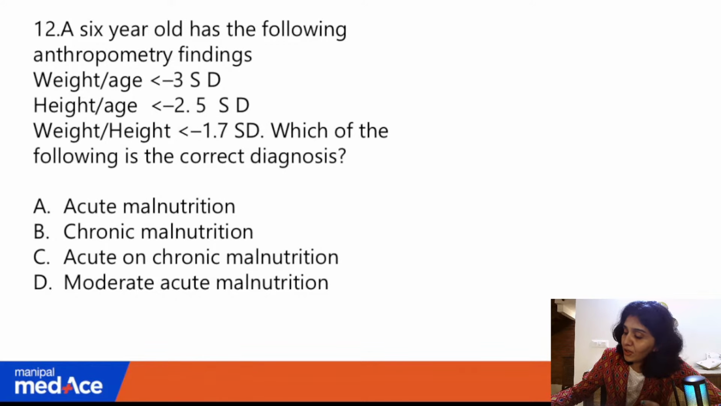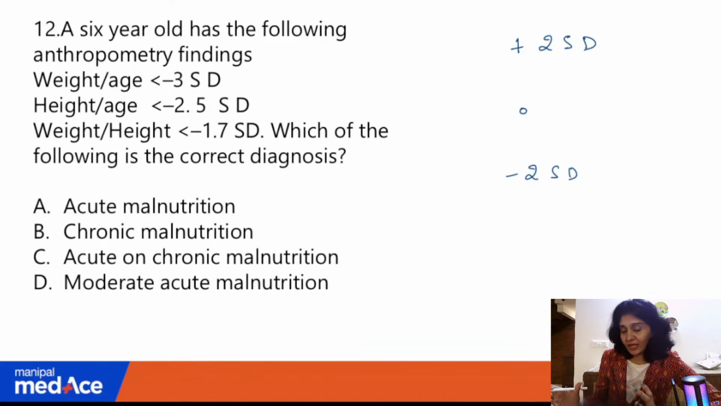So what is this question now? We need to understand the normal limit first. Normal range. So what is a normal range? Between +2 standard deviation to -2 standard deviation, right? This is the normal range for weight for age, height for age, weight for height, for anything.